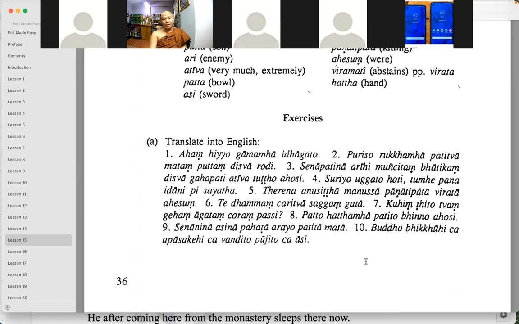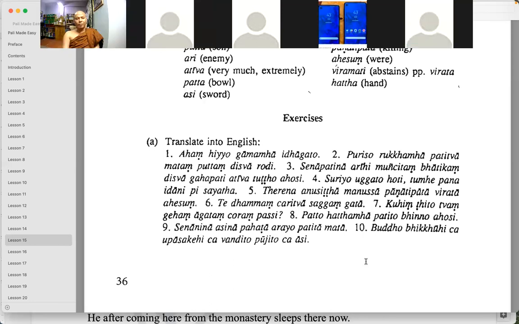Senabatina Arihi Monjitan Badikan Desawa. Gahabadi Adiwa Dotor Ahosi. Gahabadi here is the subject, the householder. Dotor Ahosi, was pleased, was happy. Adiwa means very much, was very happy. Desawa, having seen. Badikan, brother. Monjitan, freed. Arihi, from enemies. Sinabatina, by the general.